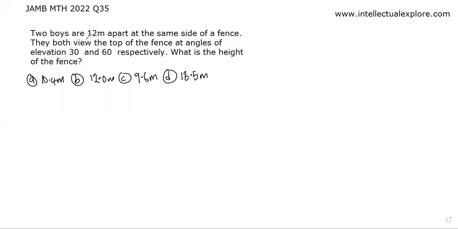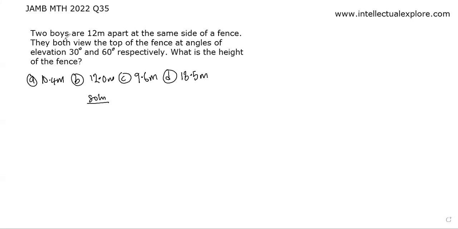Question number 35. Two boys are 12 meters apart at the same side of a fence. They both view the top of the fence at angles of elevation 30 degrees and 60 degrees, respectively. What is the height of the fence? Okay, let's quickly dive into that and do it.